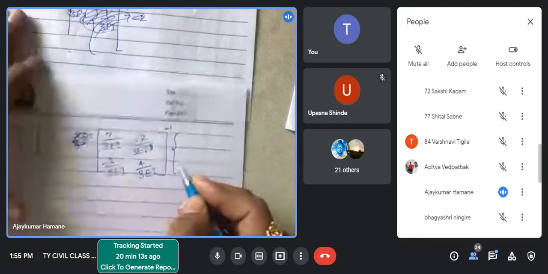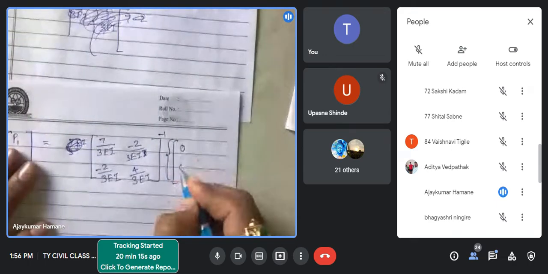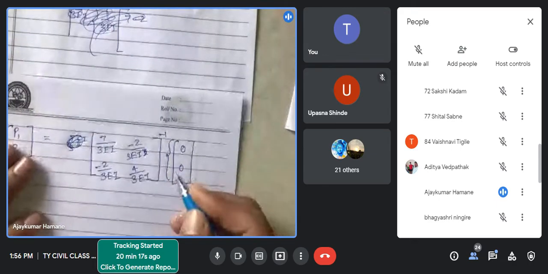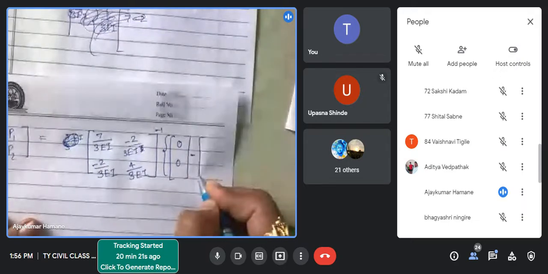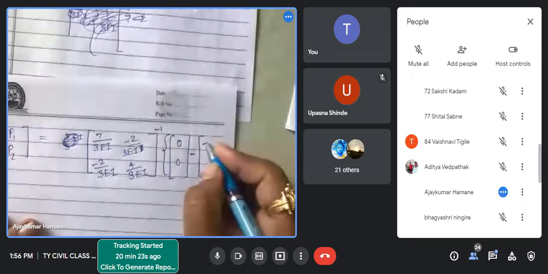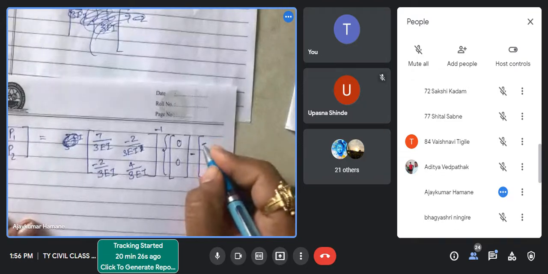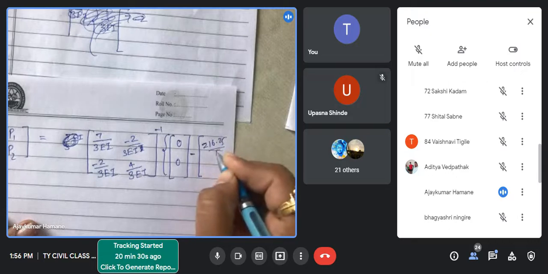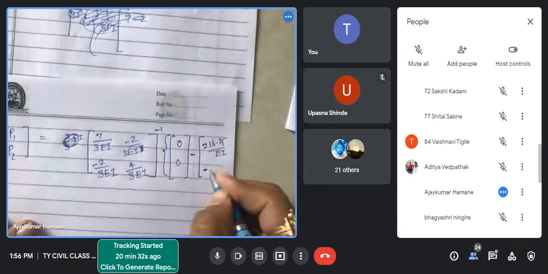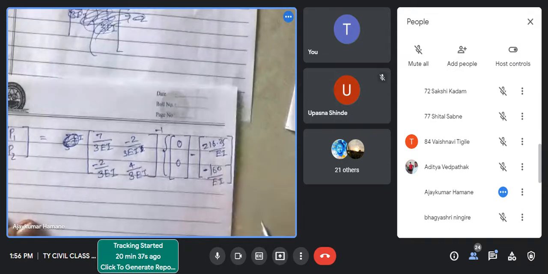correct. In the bracket here we have 0, 0 because the final displacement is 0, the beam is in equilibrium. And what is delta 1L? Minus, sorry, plus 216.25 divided by EI, minus 160 divided by EI, correct.